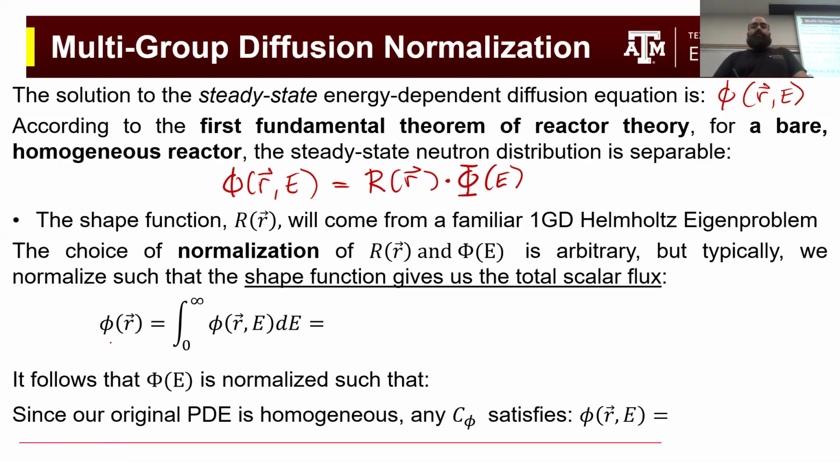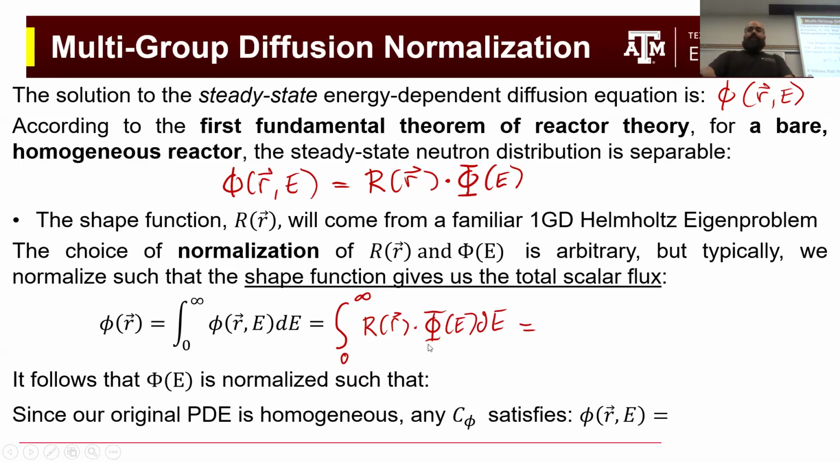So our total scalar flux, phi of R, by definition, we would get by integrating the energy dependent scalar flux over all energies. So this is just a by definition thing. But now we're saying this energy dependent scalar flux can be broken up into a function of space and a function of energy. So I'm going to rewrite it using that definition: the integral from 0 to infinity of R times big phi of E, with respect to the energy E.